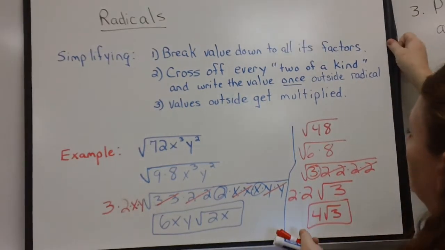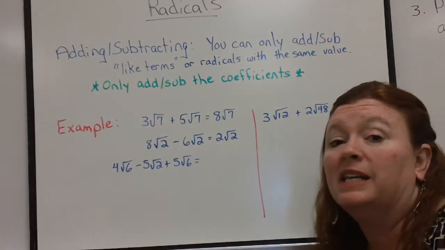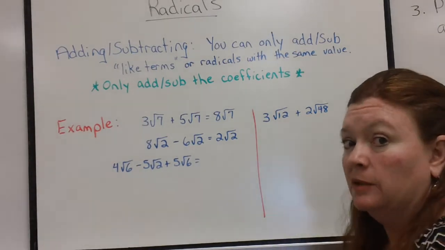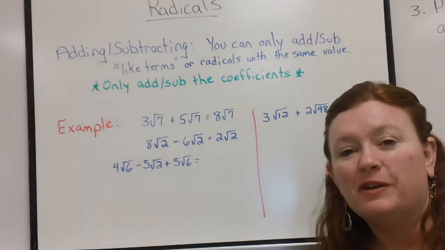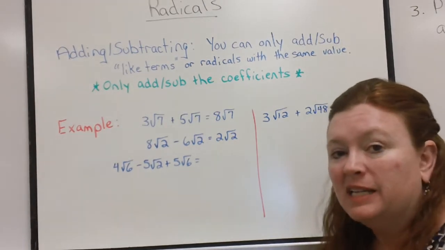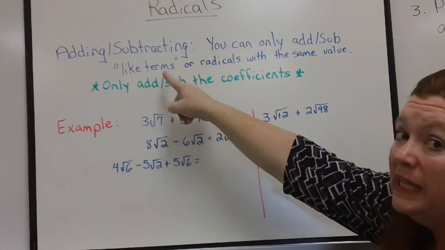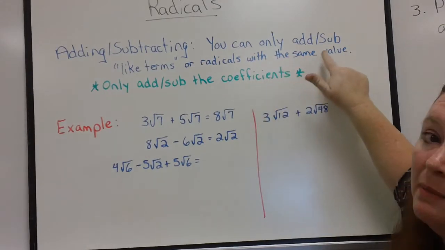Now, in addition to simplifying radicals, we also need to know how to add and subtract them. So, when we are adding and subtracting radicals, you need to keep in mind the rule that applies to variables applies exactly the same to radicals. We are looking for like terms. You can only add or subtract like terms. Or in other words, radicals with the same value.